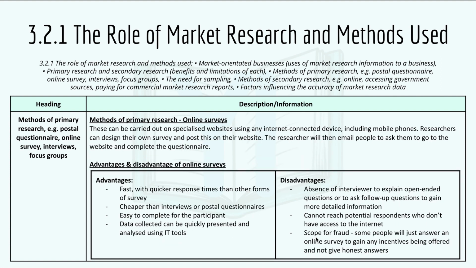Then we have online surveys for primary research. These can be carried out on specialized websites using any internet connected device like mobile phones. Advantages of online surveys include that it's fast, with quicker response time than other forms of surveys. It's cheaper than interviews or postal questionnaires. It is easy to complete for the participant. And the data collected can be quickly presented and analyzed using IT tools.